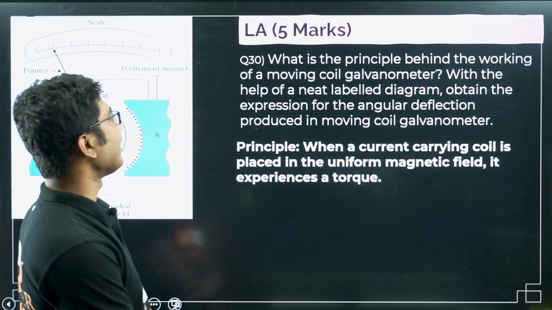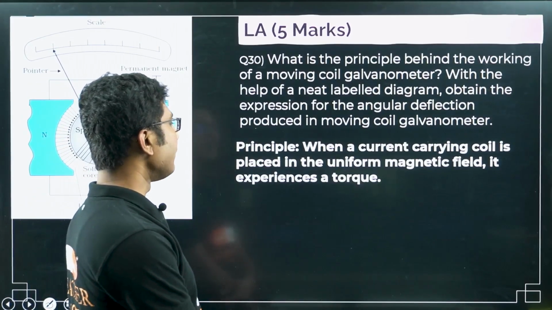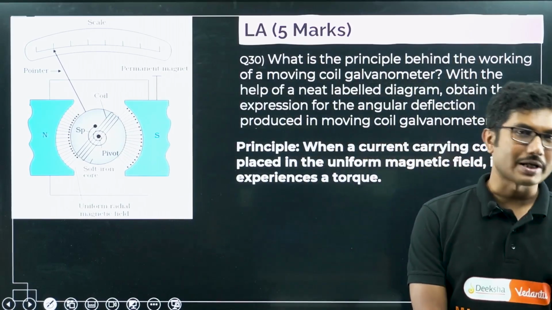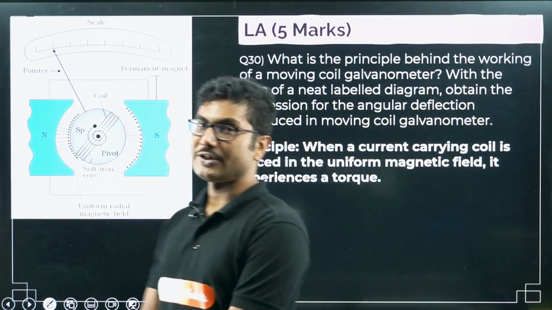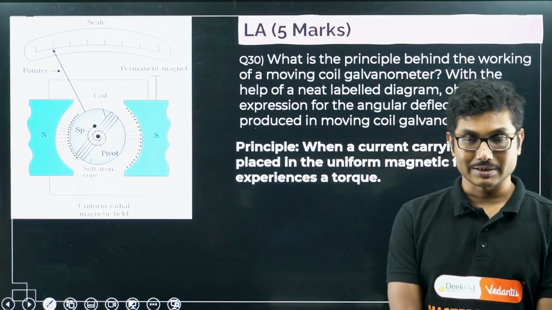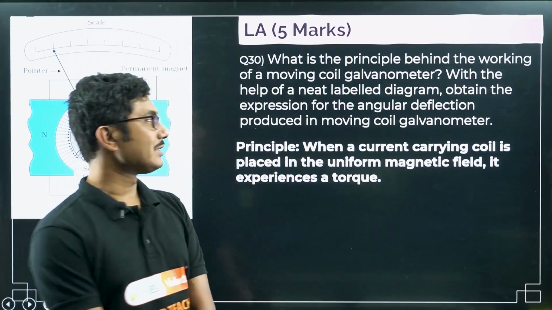Now the next question is, what is the principle behind the working of a moving coil galvanometer? With the help of a neat labelled diagram, obtain the expression for the angular deflection produced in a moving coil galvanometer. This question never came, but it is included in your sample question paper, model question paper, in the latest 3 model question papers. One of them includes this question, so I have given this question as well.